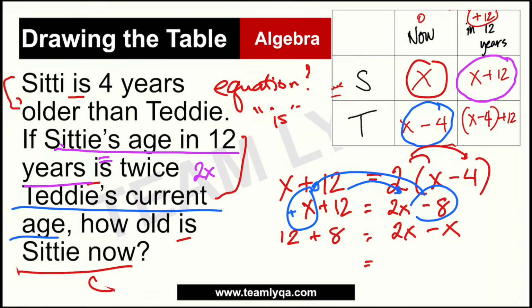Okay, so equals 2x minus x is just x. Okay, and then 12 plus 8 is 20. So, the answer is 20. Si CT is 20 years old.